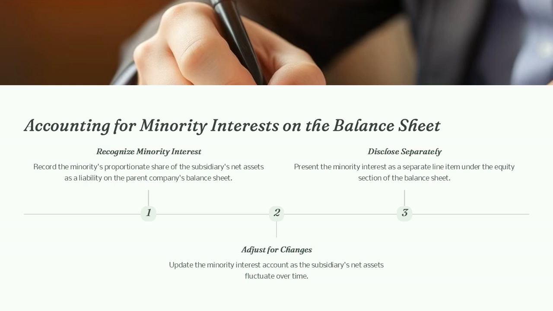Accounting for minority interests on the balance sheet. Recognize minority interest: record the minority's proportionate share of the subsidiary's net assets as a liability on the parent company's balance sheet. Disclose separately: present the minority interest as a separate line item under the equity section of the balance sheet. Adjust for changes: update the minority interest account as the subsidiary's net assets fluctuate over time.